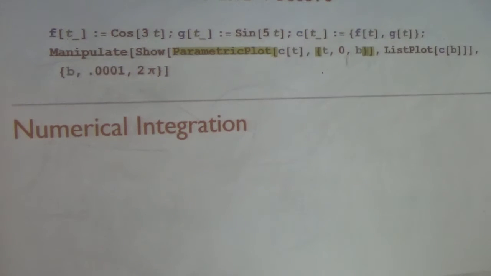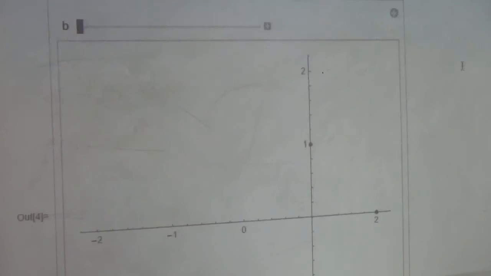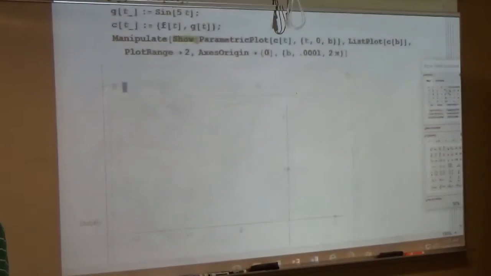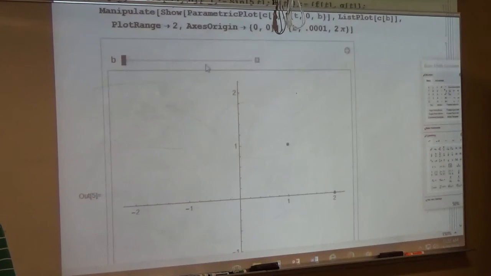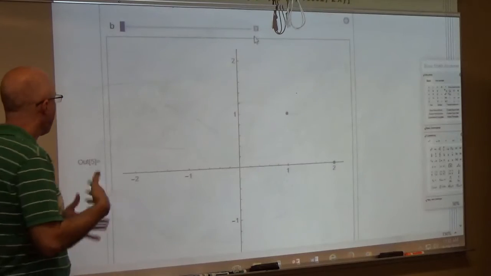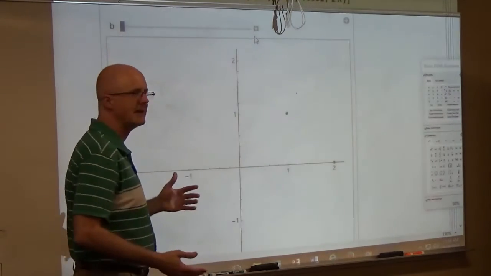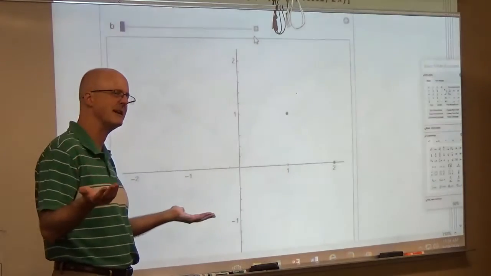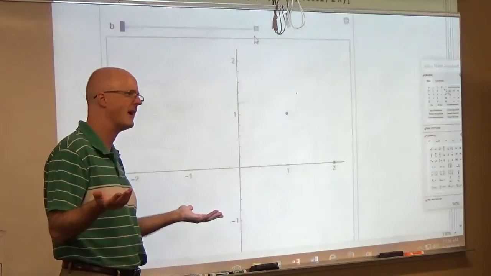And if we put a plot range in here, maybe PlotRange arrow 2, that might be a pretty good window to see it, although we have to do the AxesOrigin thing. Always kind of an annoyance here. Here we go. So this is going to be a graph that's going to oscillate back and forth because of the cosine and sine, but somehow the sine, the y coordinate, is going to oscillate faster than the x coordinate. And because of that, it's not going to be on the unit circle.